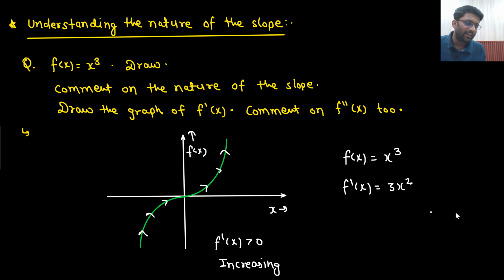And you can see from here as well, the slope will be 0 at 0 only. After 0, since it is having an even power, you will get a positive graph. Here also you will get positive slope. 3x² is always greater than 0. It is pretty obvious. x² is always greater than 0, so 3x² will always be greater than 0. That means slope is always positive, so graph is increasing. There is no doubt about that.